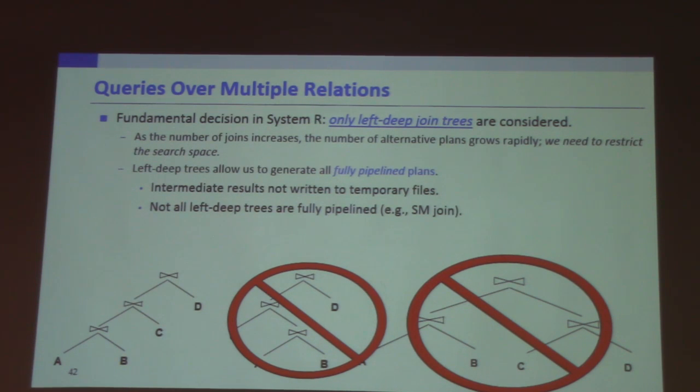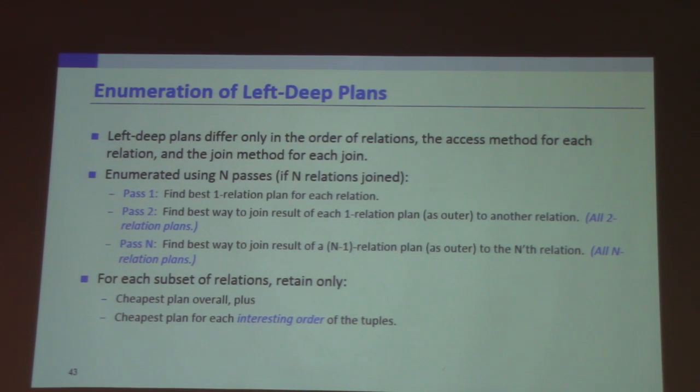But even in that case, the possible number of left deep tree plans is roughly equal to the permutation of these relations. Right? It's essentially a permutation. And each permutation can be combined with different join algorithms as well. So the search space is still huge. So how do we do this?